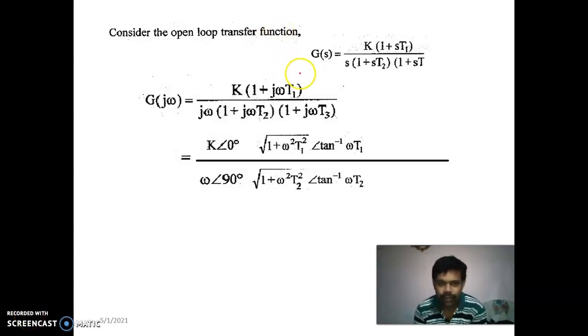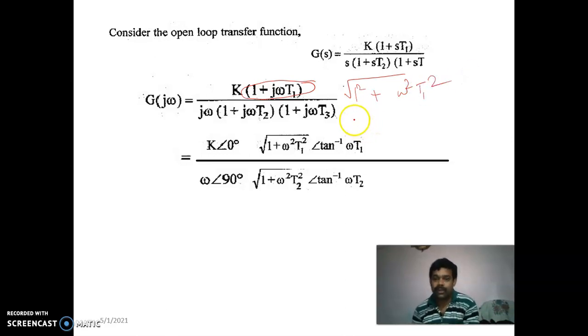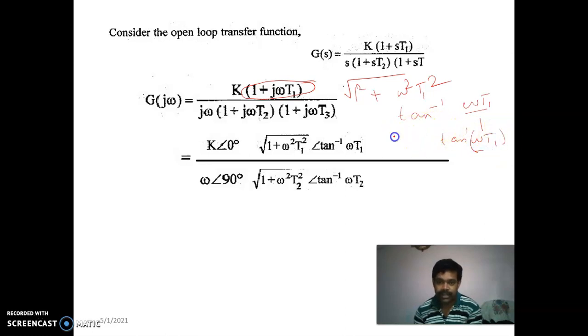And the magnitude of 1 plus j omega t1 is nothing but the root of 1 square plus omega square t1 square. So this is nothing but the magnitude of the first term. The phase is nothing but tan inverse of omega t1 divided by 1, so it is tan inverse of omega t1. Okay, so this is the magnitude and phase of the first term.